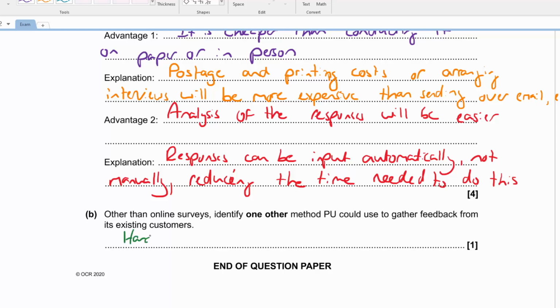So, hard copy survey or questionnaire. We could do a consumer panel. We could call them up on a phone. We could have a QR code linked to a rating system. Those sort of things are what we can mention for this question.